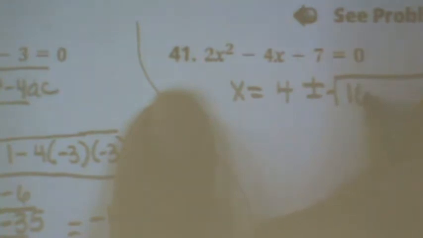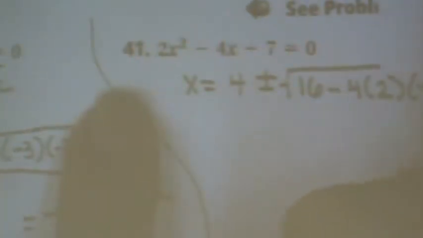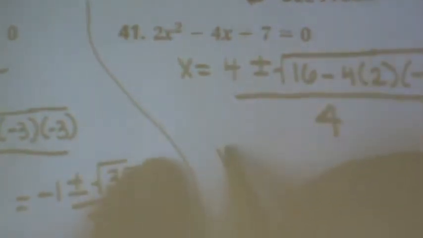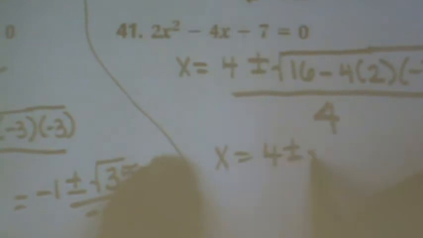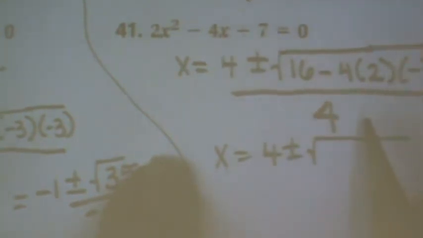The next one, I would also use the quadratic formula, because when you divide this by a 2, you're going to get a fraction. So let's just use the quadratic. It's the opposite of b. So it's 4 plus or minus negative 4 squared is 16 minus 4 times 2 times negative 7, all over 2 times 2, which is 4. So we get 4 plus or minus 8 times 7 is 56.